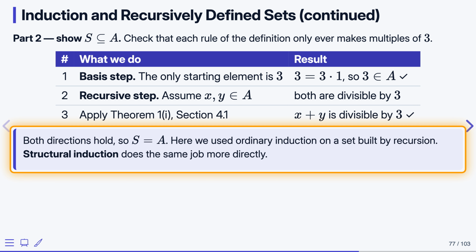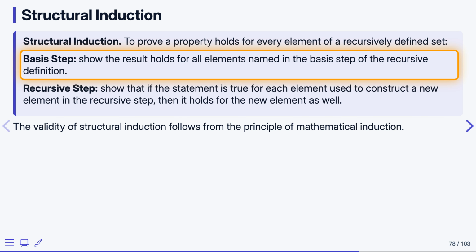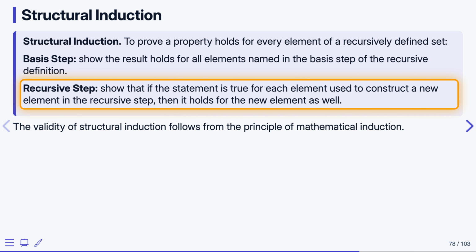Next, we meet a more direct tool called structural induction. Structural induction is made for sets built by recursion. It has two steps that match the two parts of the recursive definition. In the basis step, we check the property for the starting elements, the ones named in the basis of the definition. In the recursive step, we look at how new elements are built from old ones.